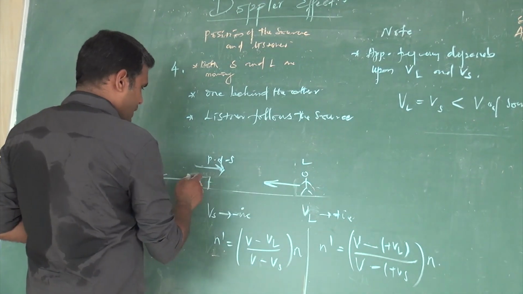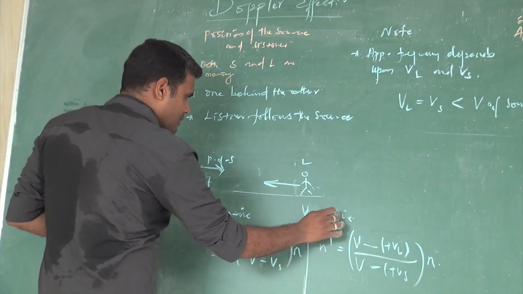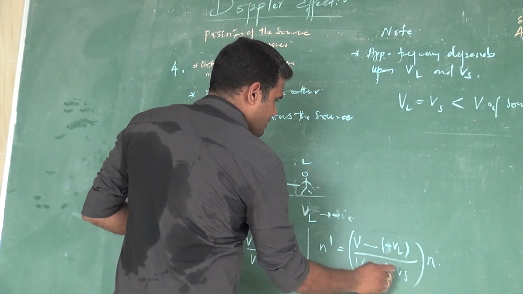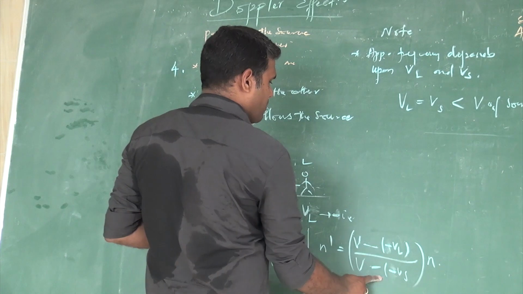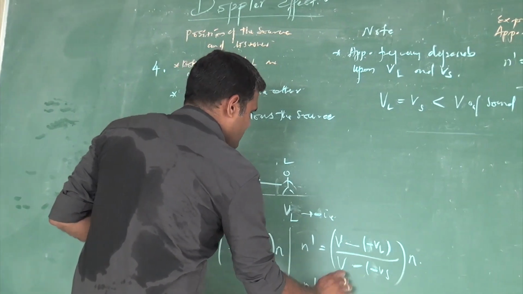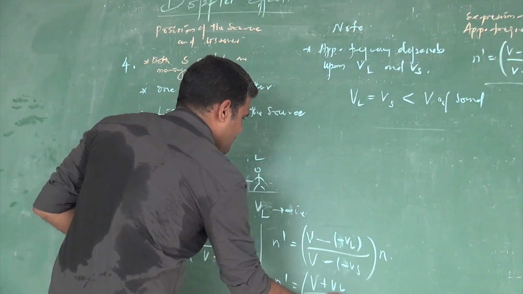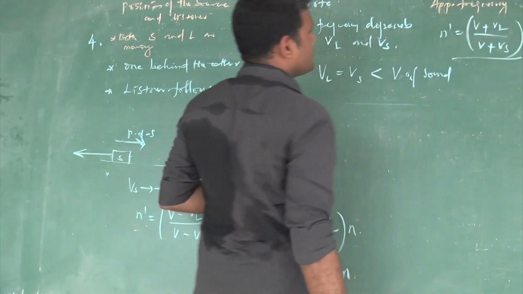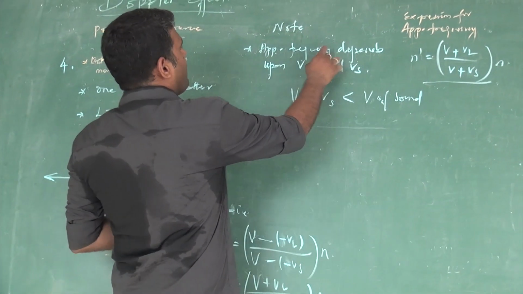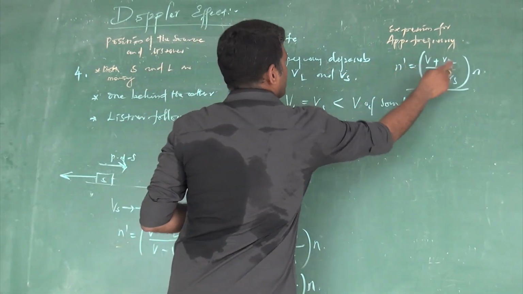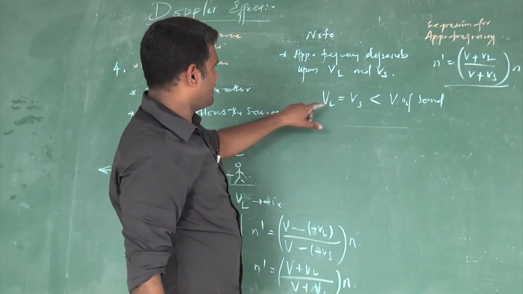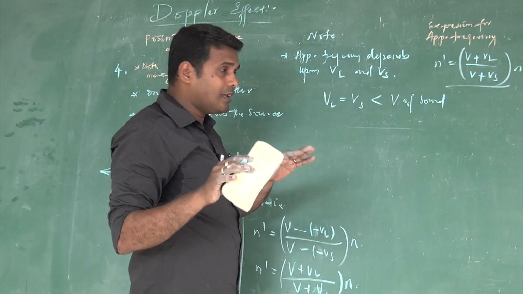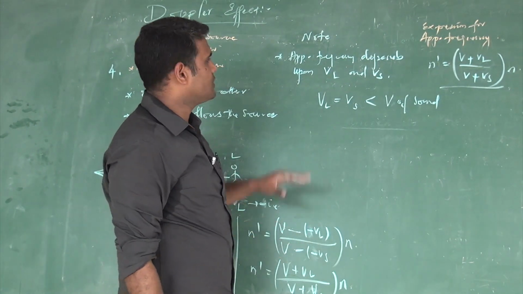The listener is moving in a direction opposite to the propagation of sound, so VL is also negative. In the general expression, VL is applied negative, Vs is also taken negative, minus of minus will become plus. So n prime is (V plus VL) divided by (V plus Vs) into n. So the apparent frequency once again depends upon VL and Vs. But in this case also, the velocity of listener and velocity of source are always maintained less than the velocity of the sound waves. This is the fourth case.